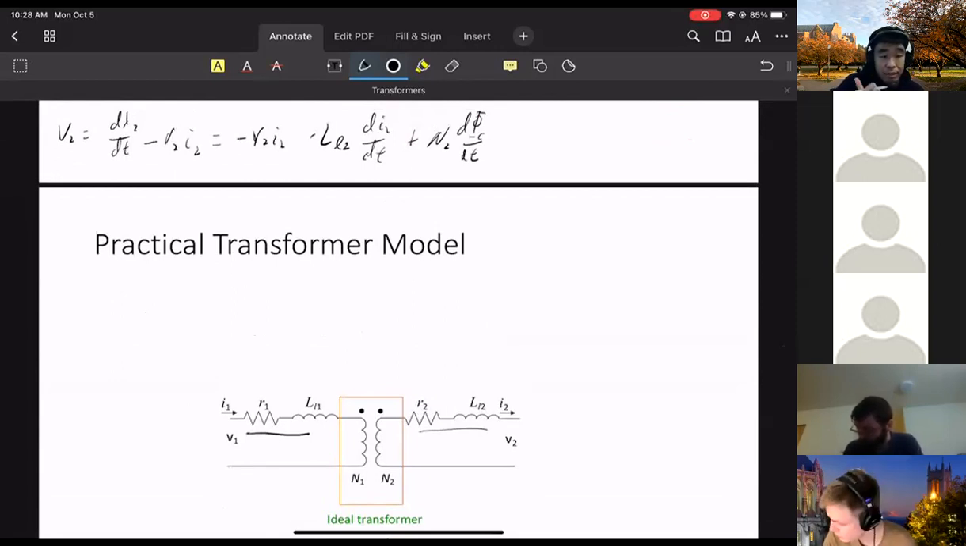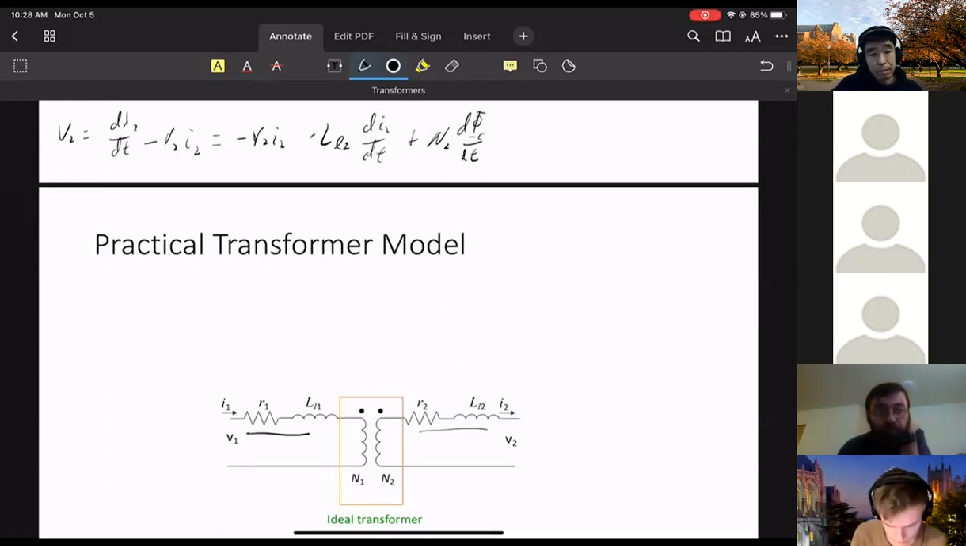So this basically takes care of the fact that the windings have some flux leakage and some resistance. What other assumption did we make on the ideal transformer?